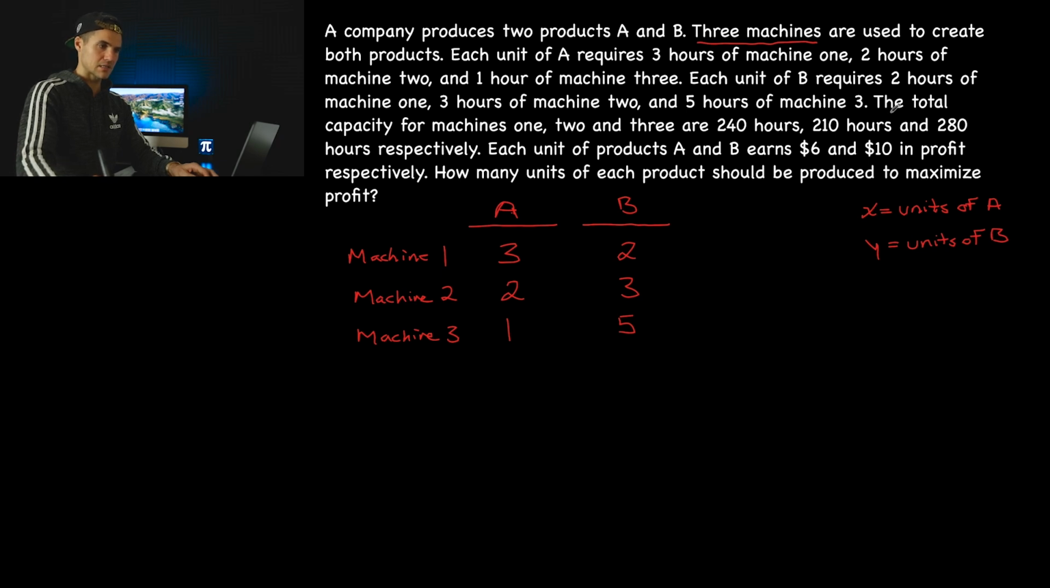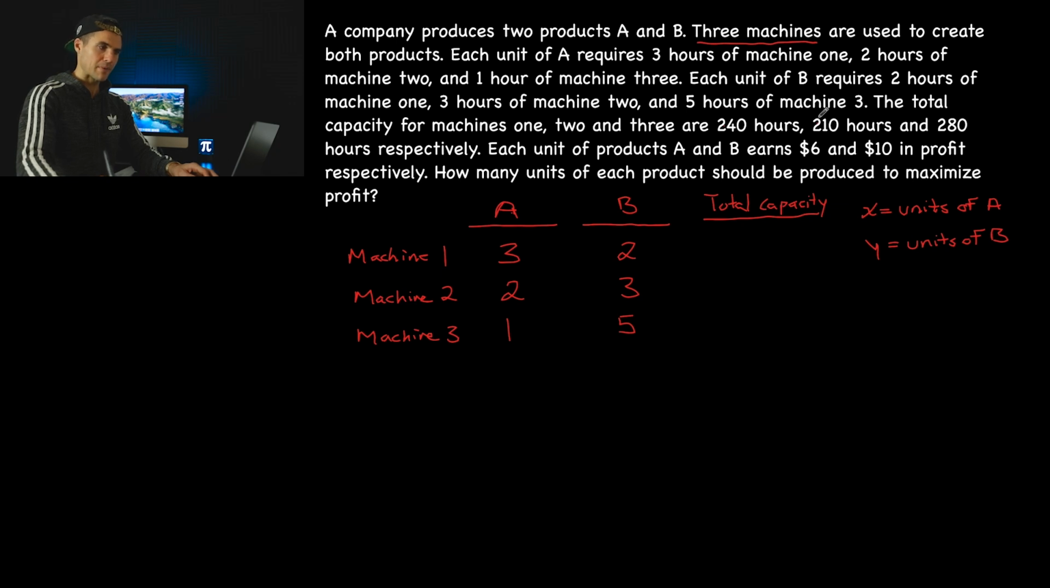Okay, next piece of information, we're told the total capacity for machines 1, 2, and 3 is 240 hours, 210, and 280 hours respectively. So the machines are represented with these rows, so why don't we put another column here for total capacity.